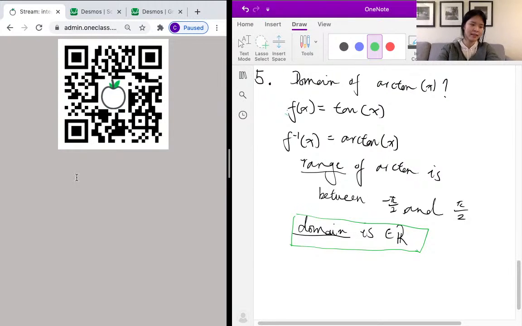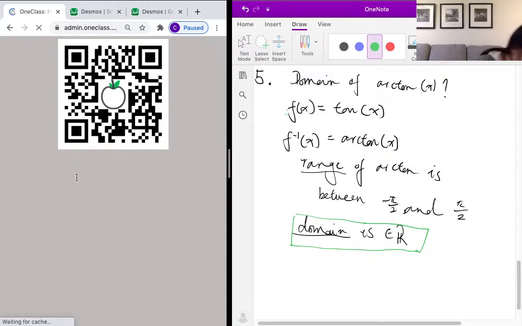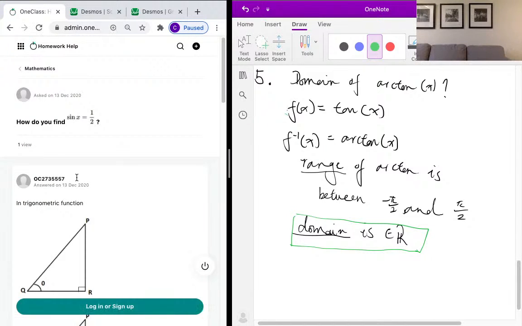Okay, I'm just going to quickly charge my laptop because it's running out of power.